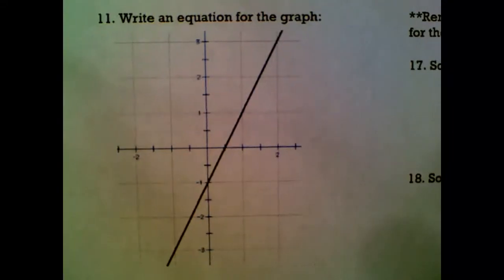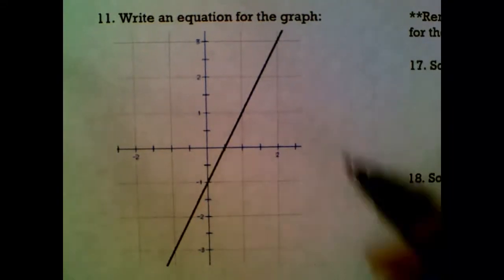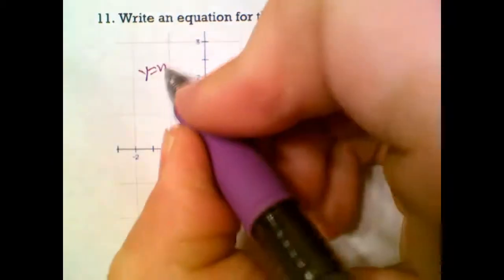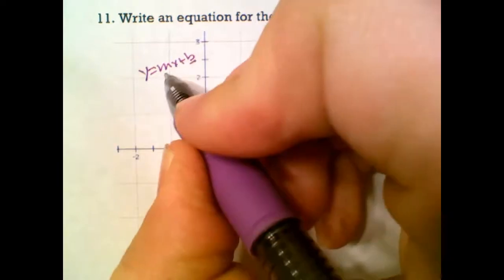Okay, now on to page 2 of this activity. We're on problem number 11. It says write the equation for the graph right below. So we need to write the equation y equals mx plus b. We figure out this b and this m.